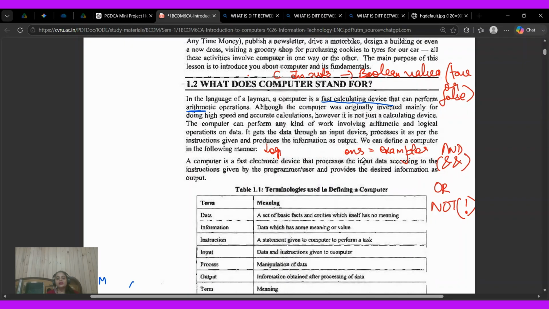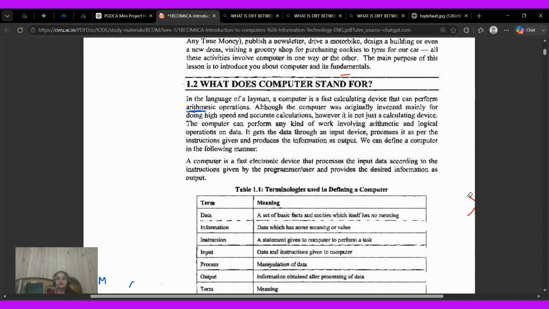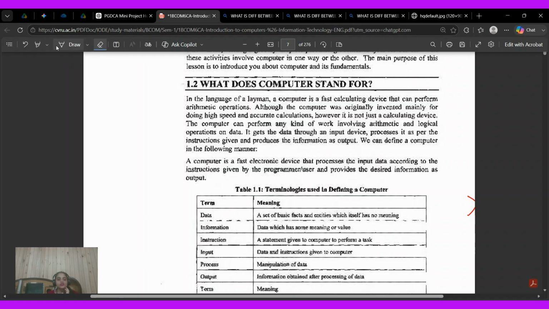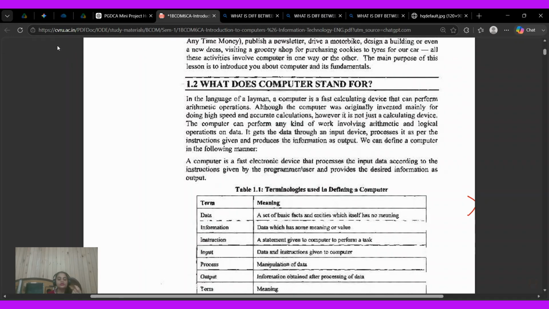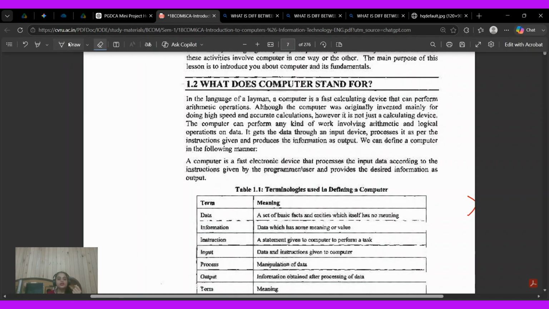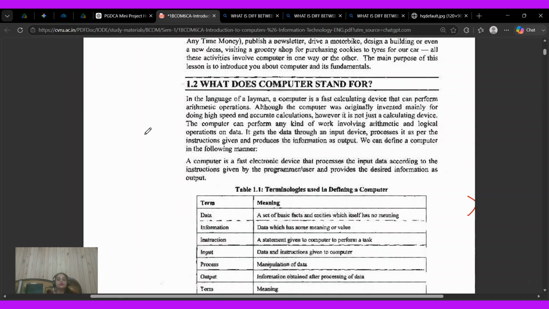And now it gets the data through an input device. You can learn English also here. What the input devices are we'll be studying. Input means that through which the user gives the computer a particular command or instruction. The keyboard is input, the mouse is input, and mainly the keyboard is the main input, where you write what you want the computer to do for you. It processes it as per the instructions given and produces the information as output, the result that you get.